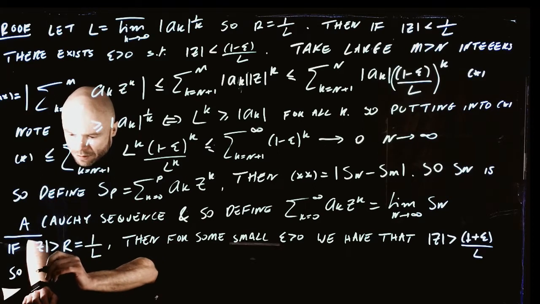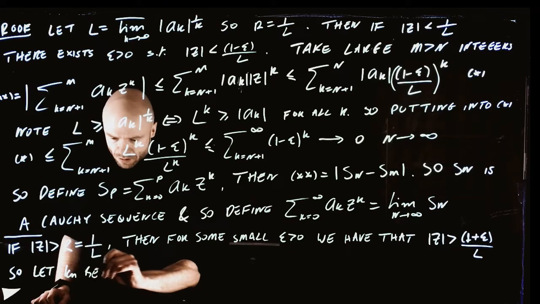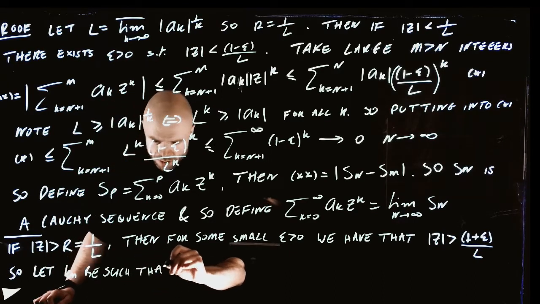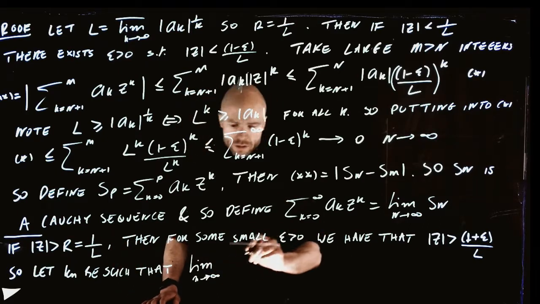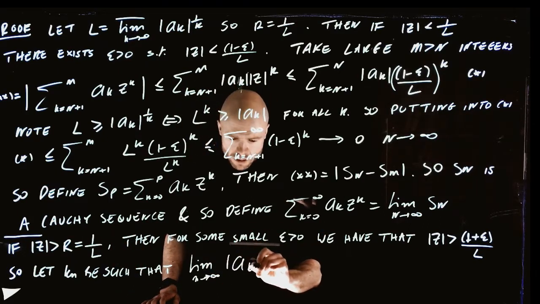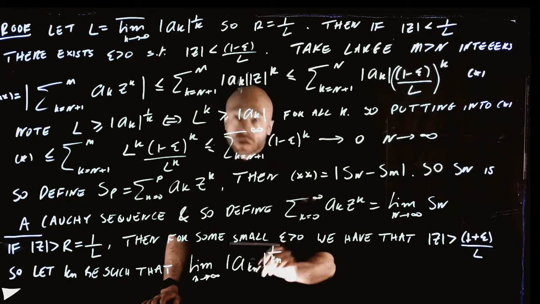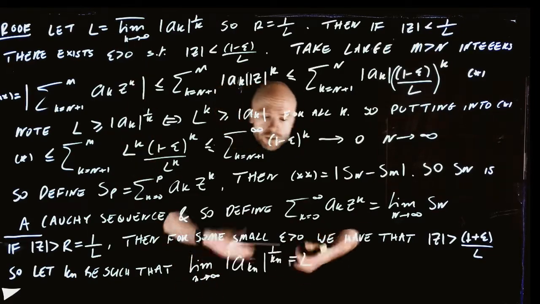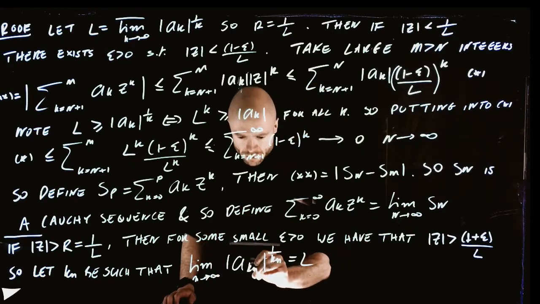So let k_n be such that the limit as n goes to infinity of this, |a_{k_n}| to the 1 over k_n, is equal to L. For sure there is such a subsequence because it's defined as the lim sup. We can certainly find a subsequence that achieves this. Yeah?